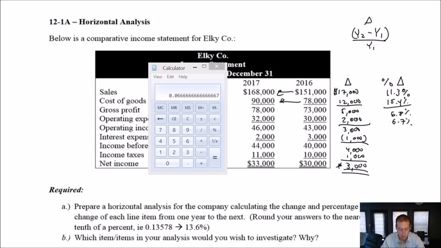But anyway, let's continue. Operating income grew from 43 to 46. So 3,000 was the change, and we divide by our earlier year. It grew by 6.98%. 6.98% rounds to 7%.